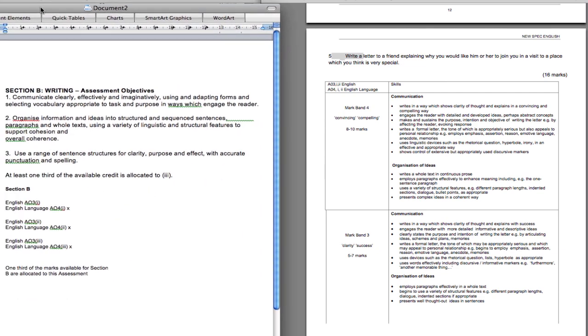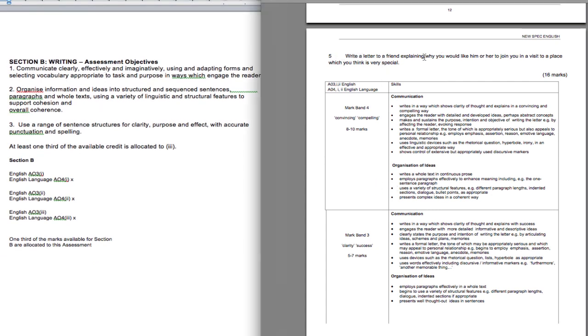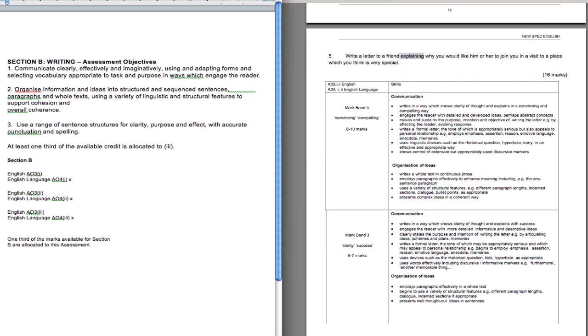So we'll look across at the actual writing assessment objectives that we had up at the top. Now: write a letter to a friend explaining why you would like him or her to join you on a visit to a place that you think is very special. So here we're writing to explain, but they're not really sticking to the triplets like they used to. Obviously the triplets have been left away, but the idea is just trying to get a clearer form of communication across as possible. So it's important for us to actually look at what we're being tested on.